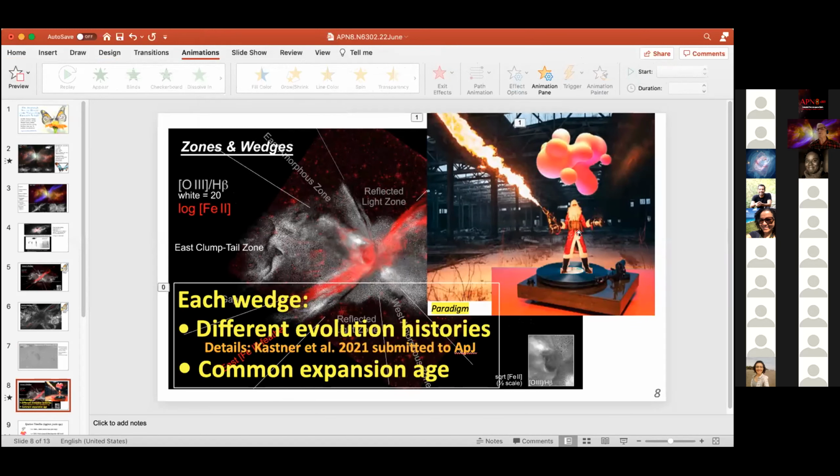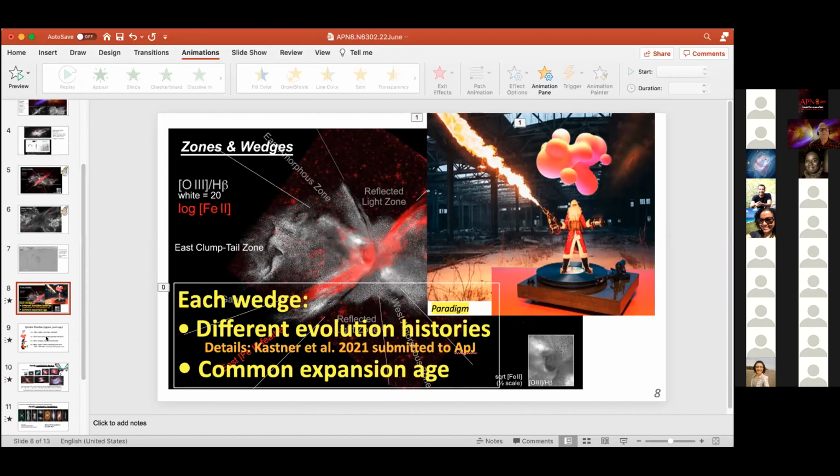That's the paradigm. Here's an evil spirit down at the center with a flamethrower swerving around on a turntable. That suggests what is going on here. But as I said, each wedge is so different in character from all the others that they may have different evolution histories, but as best we can tell so far, there's much more to be written on this, they share very similar expansion ages. And that's really interesting. We'll find out more about that a little bit later.